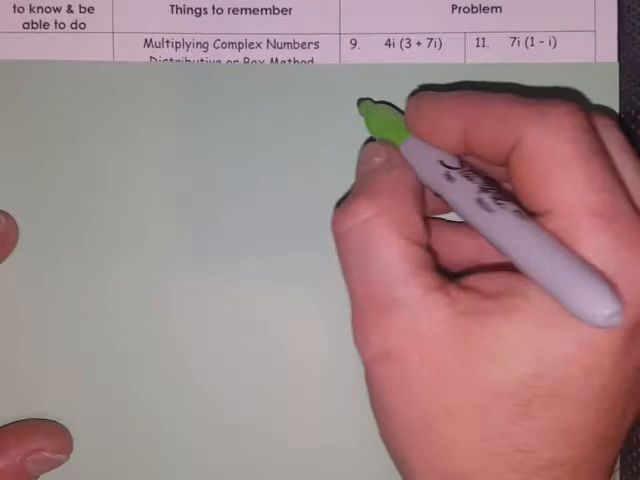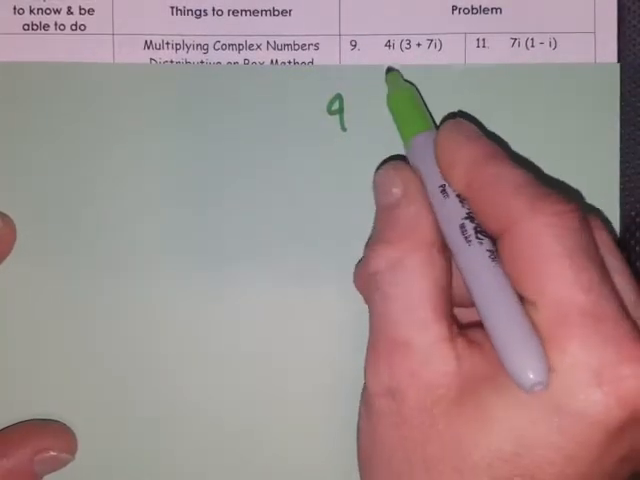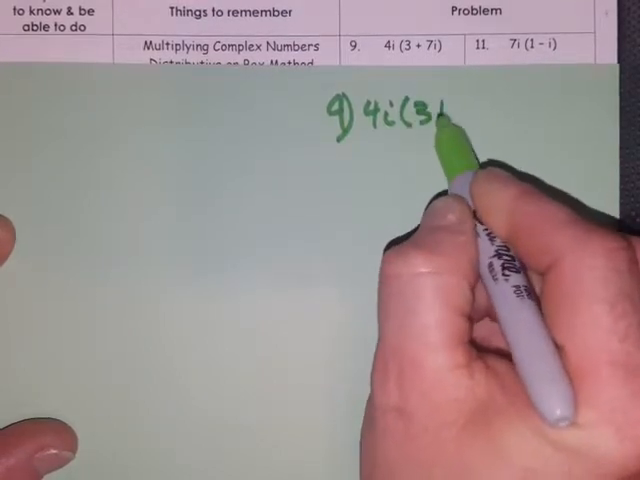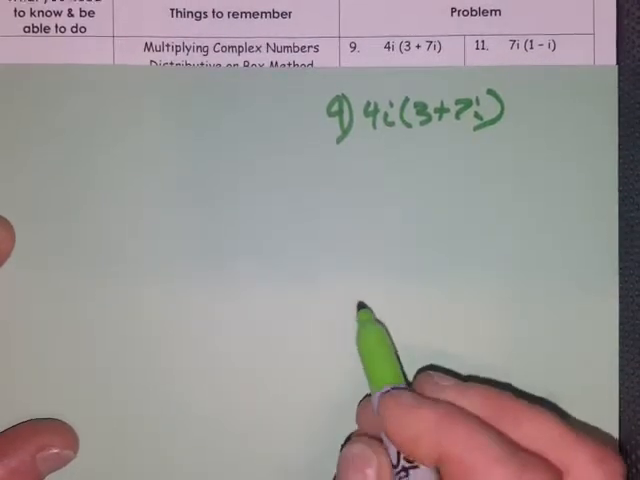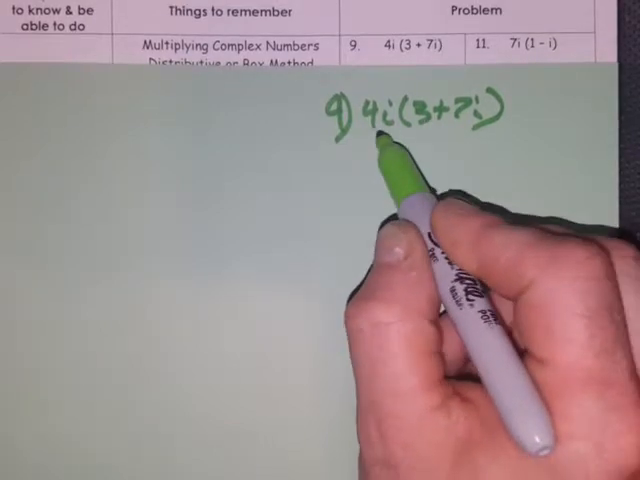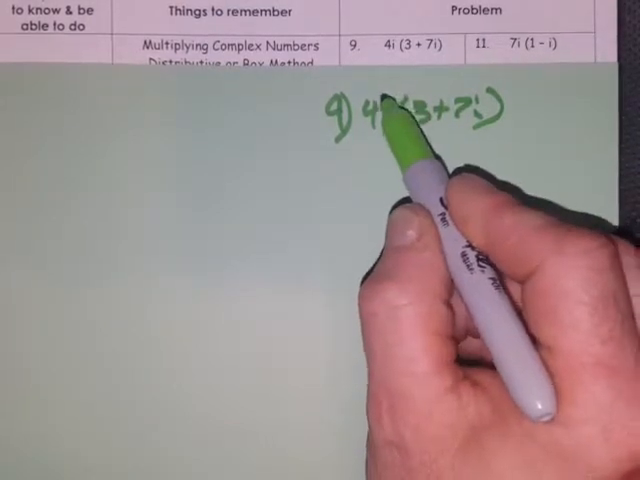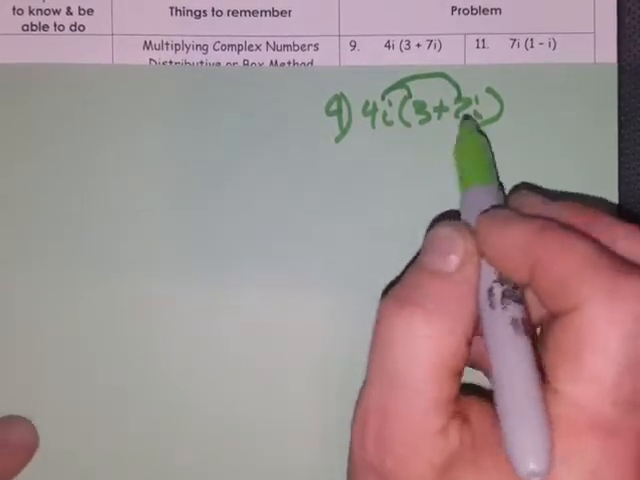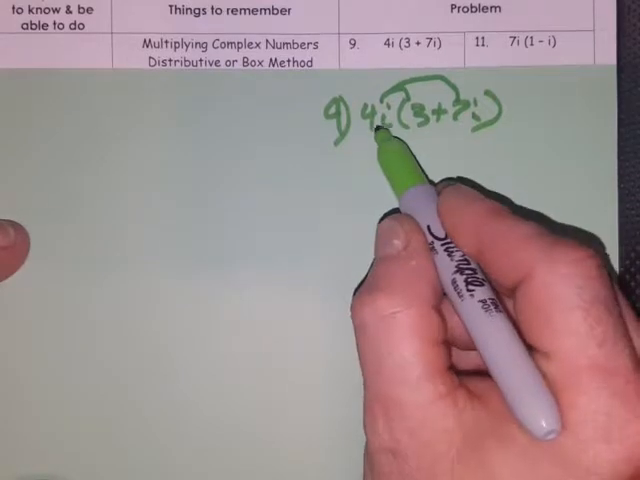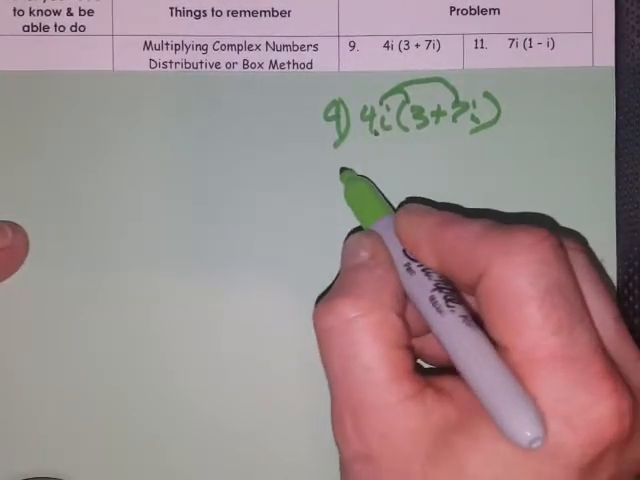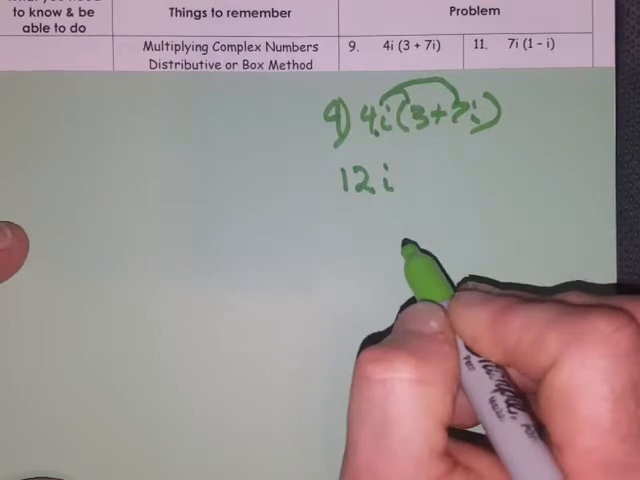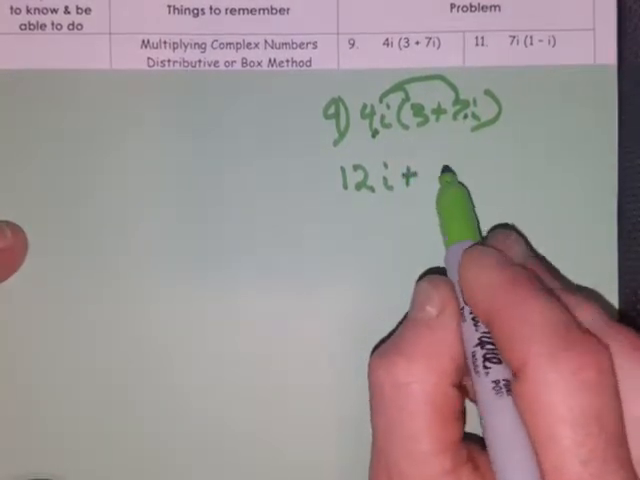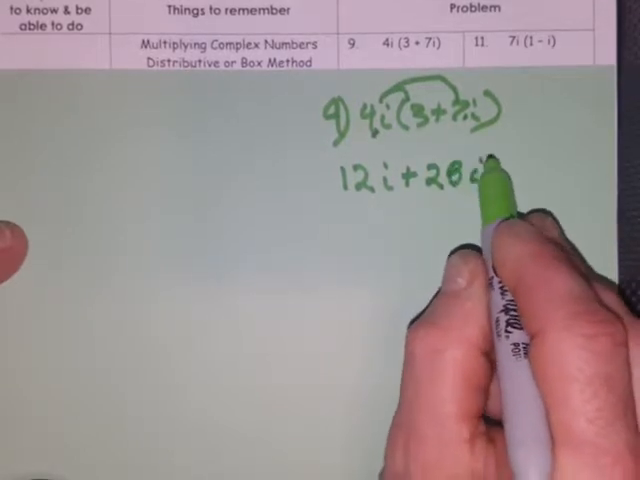Number 9. Okay, we have 4i times 3 plus 7i. So we have a pure imaginary number times a complex number, really one term times two terms, and what we want to do is just distribute this 4i into these parentheses. So we take 4i, multiply it with 3, and that's going to give us 12i. We take the 4i, multiply that with the 7i, and that gives us plus 28i squared.